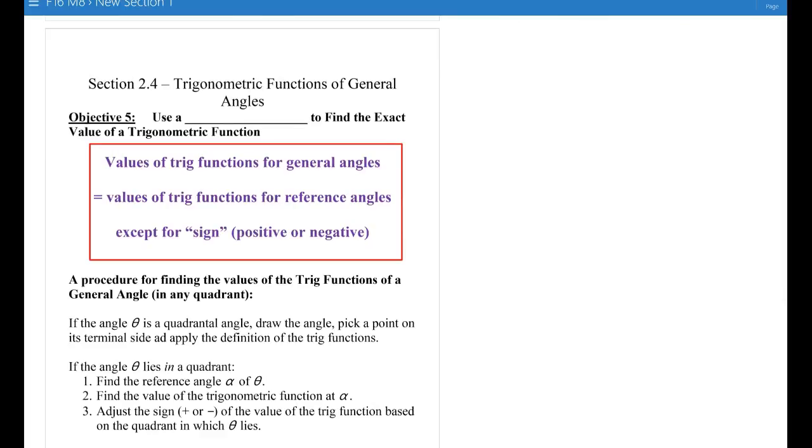And then objective 5 is going to be to use a reference angle. And I'm going to start another video because I'm just about out of time, and this is really, really, really important. So I'm going to make a second video for this section, so stay tuned.